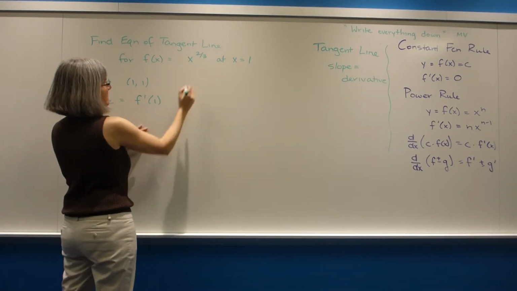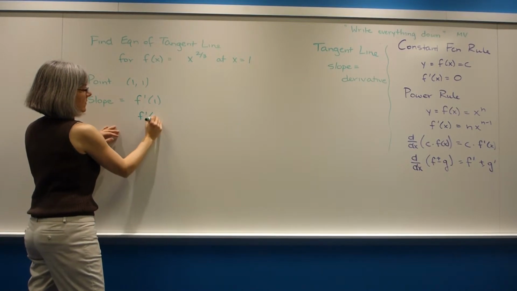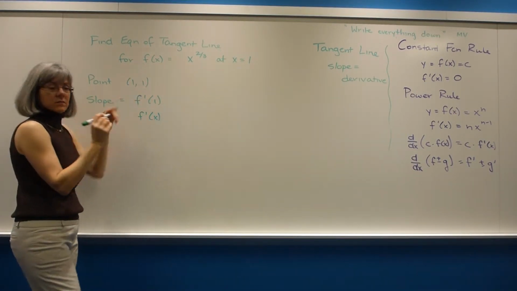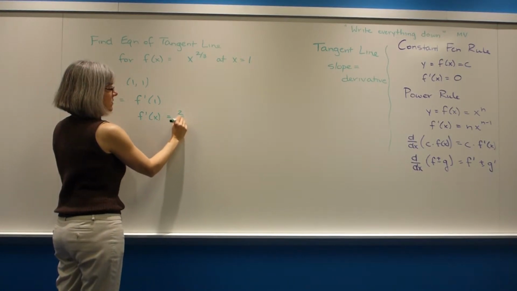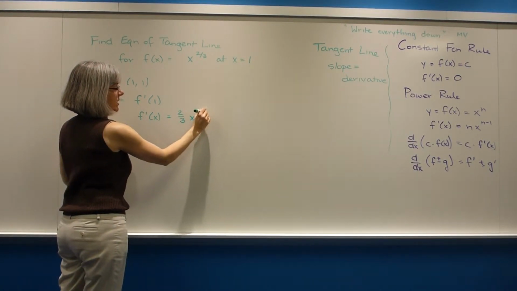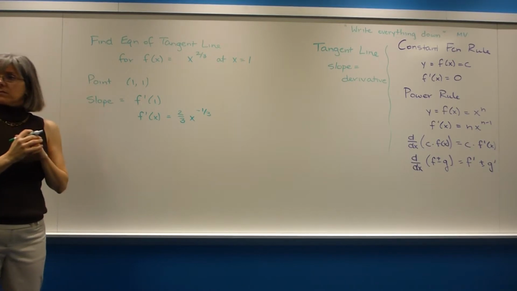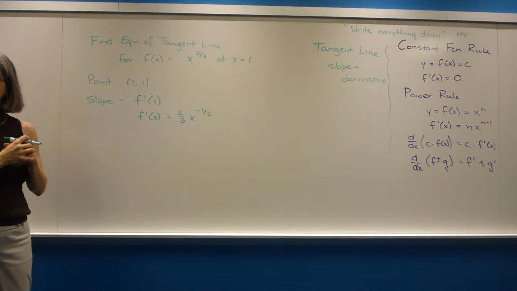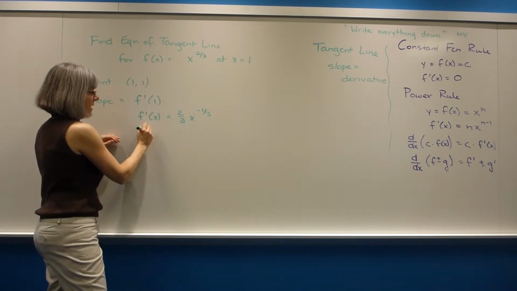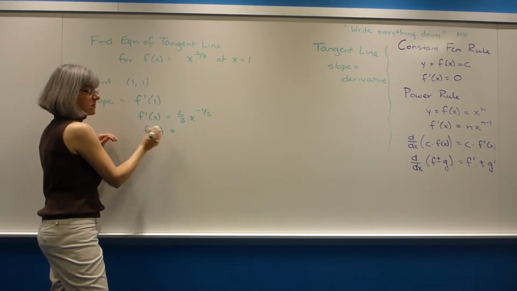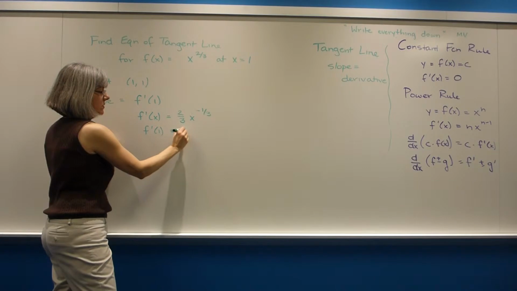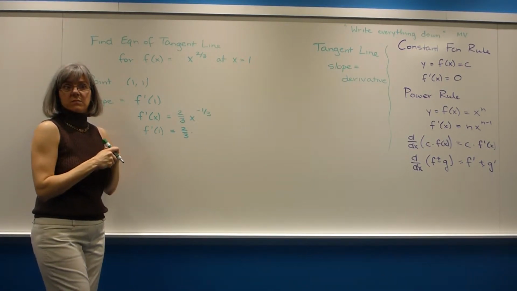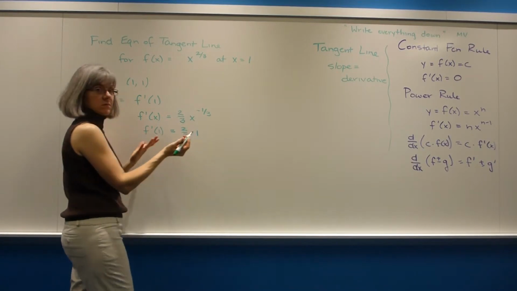Okay, so what is the derivative of this? 2/3 x to the minus 1/3. So it's just a power rule. Bring the exponent down in front, bump the exponent down by 1. So f prime of 1 is 2/3 times 1 to the anything is 1.